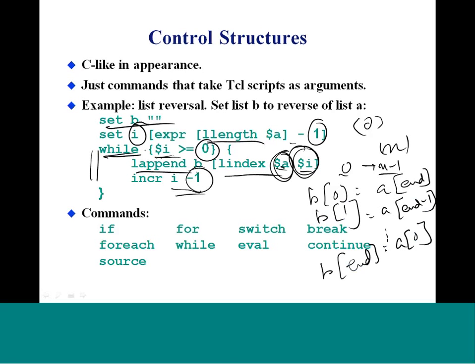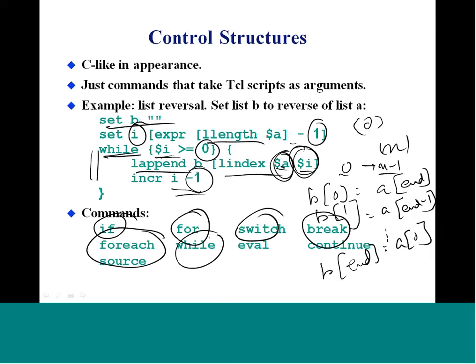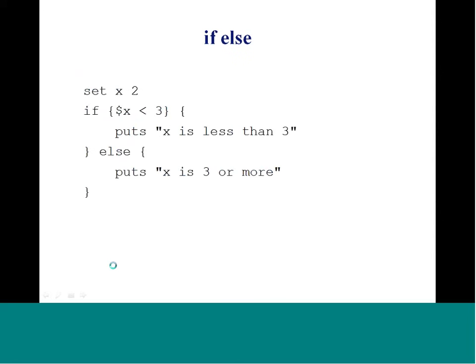For controlling the commands, the control structure commands are essentially if, for, switch, break, foreach, while, eval, continue, and source. The source command is very commonly used. Essentially, it is to source a set of procedures or new commands. So let's look at if else.